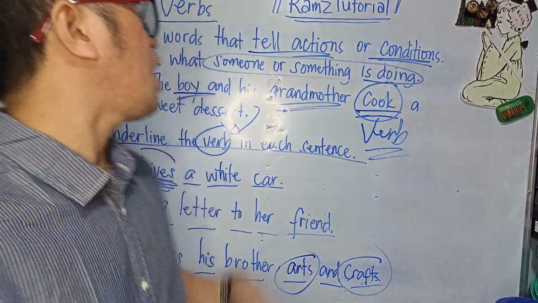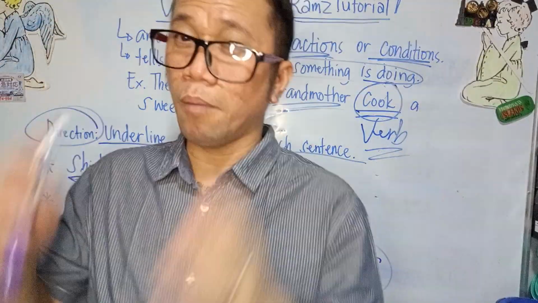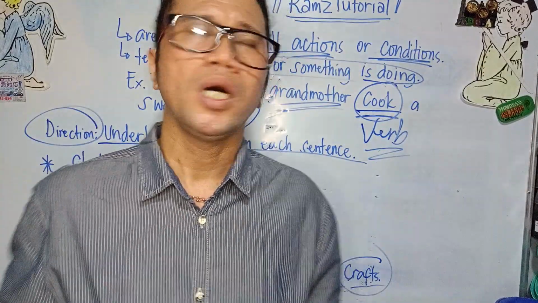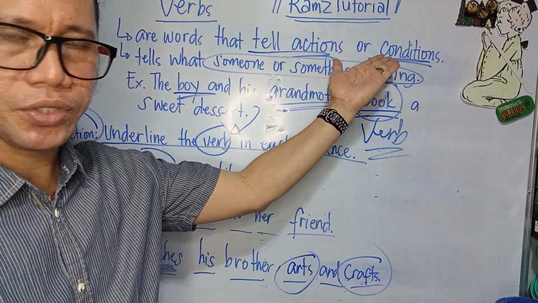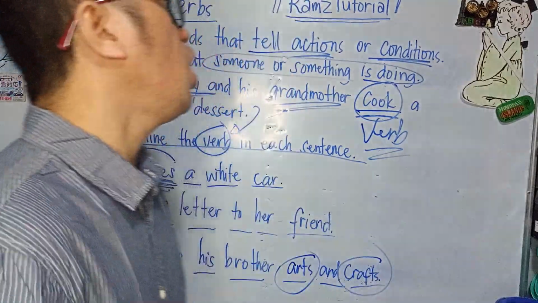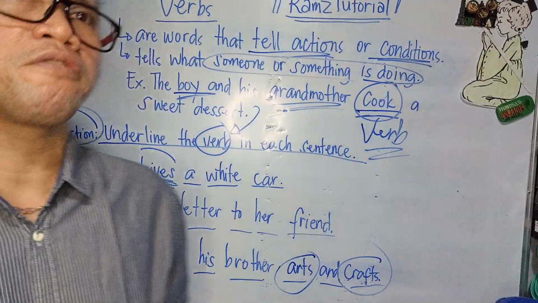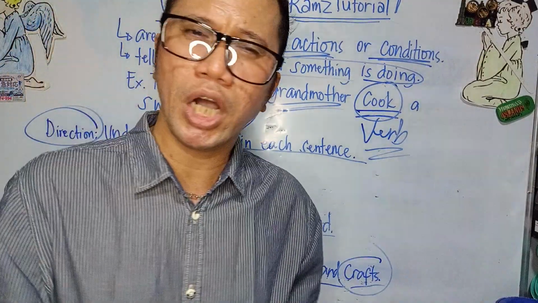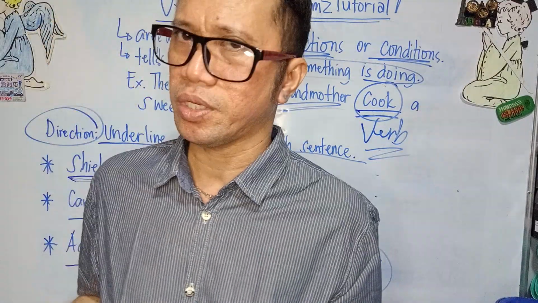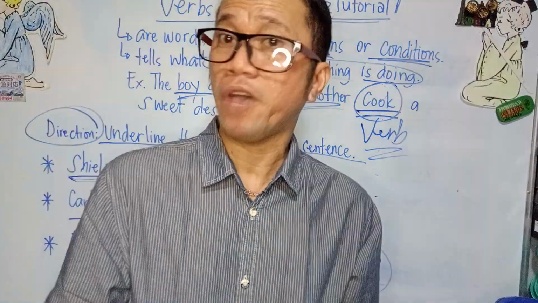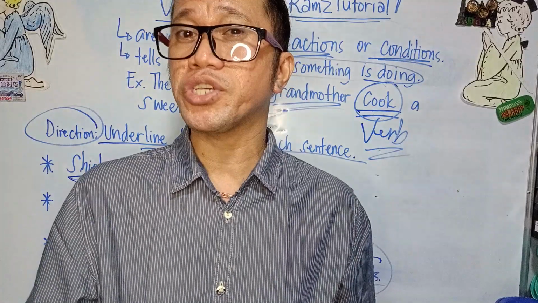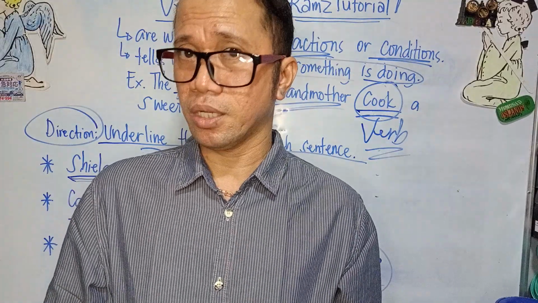Okay, my dear viewers, this is our discussion today about verbs. Again, verbs are action words or conditions, or they tell what someone or something is doing. And remember, anything that we do is an action. That is how we find the verb. I hope, my dear students, my dear viewers, you really understand our discussion today about verbs.